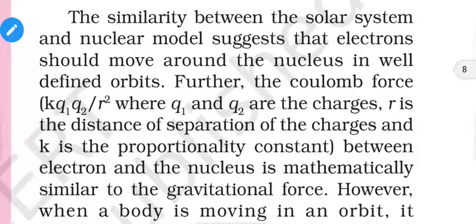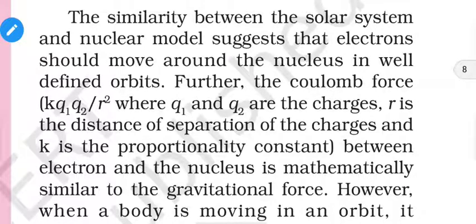So now let us apply the same thing to the atomic model. As mentioned, the similarity between the solar system and the nuclear model suggests that the electrons should move around the nucleus in well-defined orbits. Further, the Coulombic force is K Q1 Q2 divided by R square, where Q1 and Q2 are the charges, R is the distance of separation of the charges, and K is the proportionality constant. So this equation almost resembles the previous equation mentioned for the solar system. That means instead of G we have K as a constant.